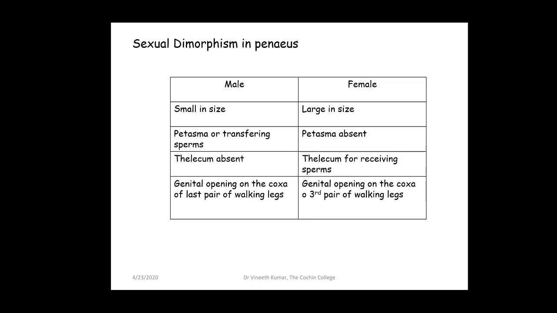Coming to sexual dimorphism, which we have discussed here: males are smaller, females are larger. The petasma is a structure present in males used for transferring sperms and is absent in females. The thelycum is absent in males but present in females, a cup-like structure formed on the ventral side of the last thoracic segment, used for receiving the sperms. In males, the genital opening is seen on the coxa of the last pair of walking legs. In females, the genital opening is seen on the coxa of the third pair of walking legs.